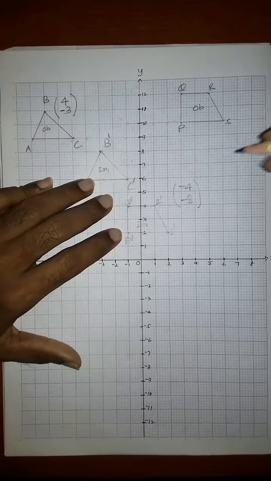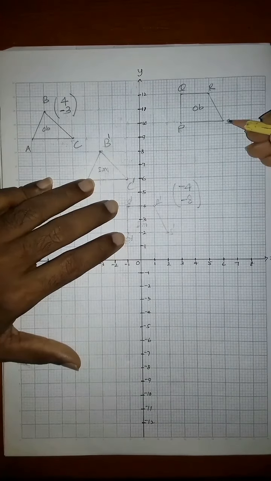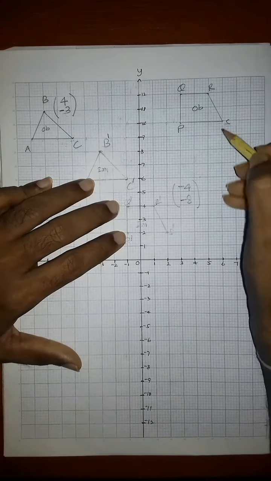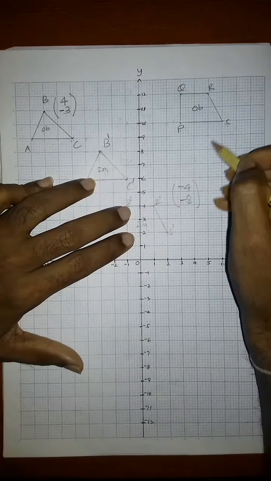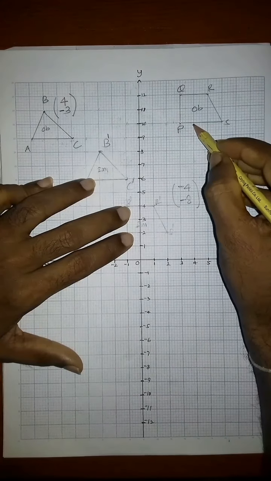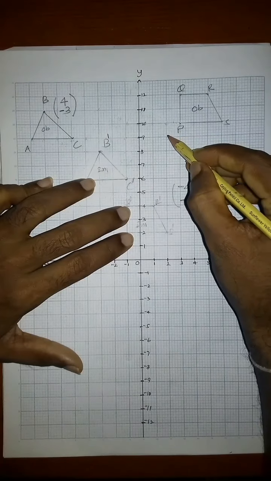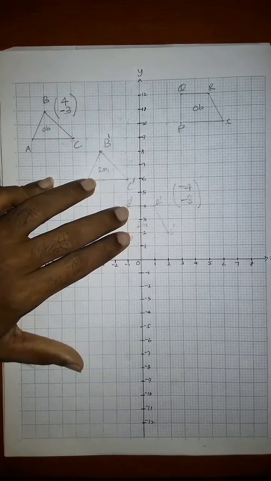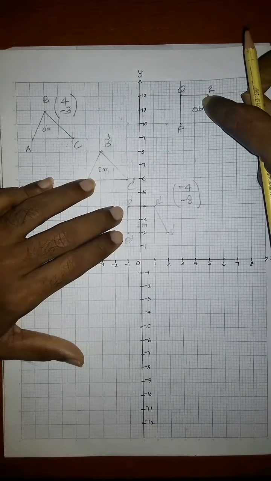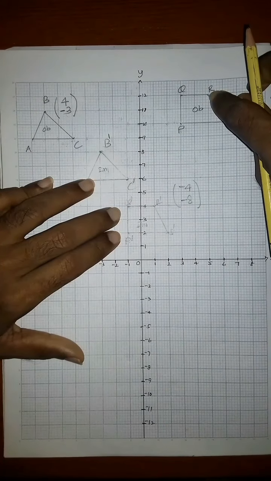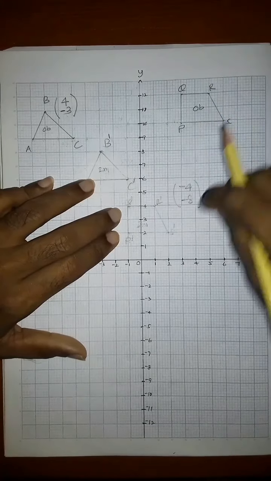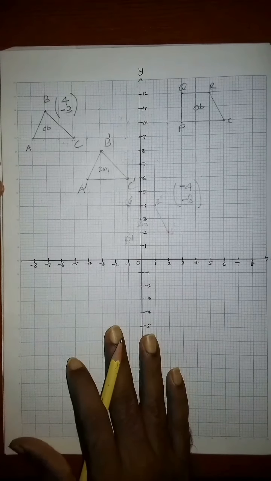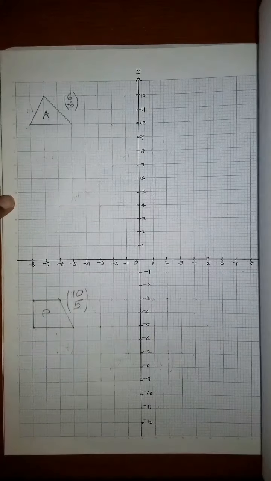Then you can check the accuracy of this answer by taking another pair of corresponding object and image points. We will take S and S dash. S dash is on the left of S. Then move leftward 1, 2, 3, 4, and downward 1, 2, 3, 4, 5, 6, 7, 8. Yes, it's correct. Each point must be moved by 4 units leftward and 8 units downward. This is the translation vector. So that is how you find the translation vector and how to translate a given figure by a vector.